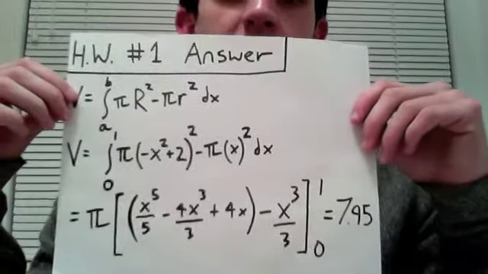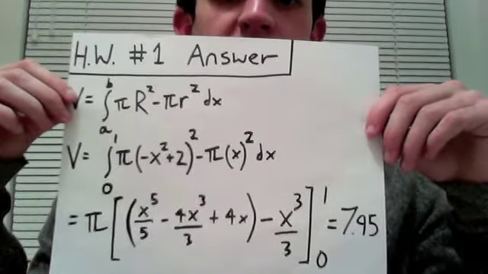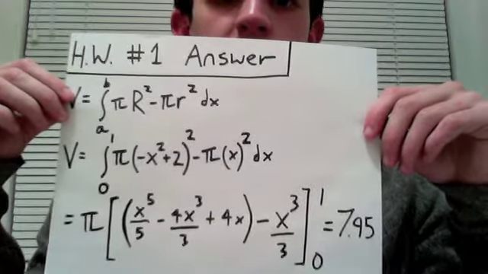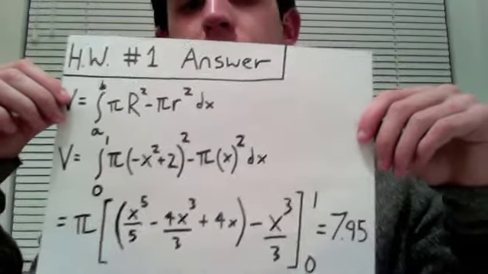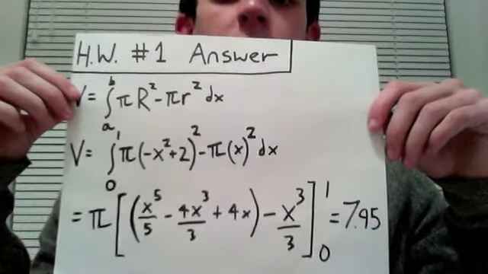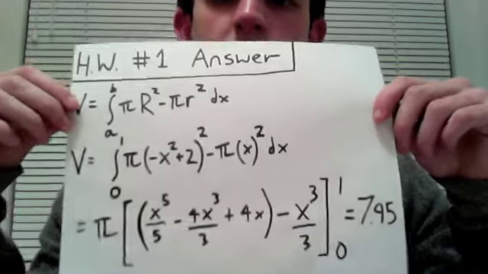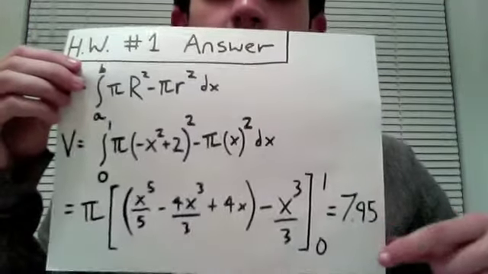here into the antiderivative, so you can pull out the pi, and then you get the quantity x to the 5th over 5 minus 4x cubed over 3 plus 4x minus the quantity x cubed over 3, evaluated from 0 to 1, and the answer is going to end up being 7.95.